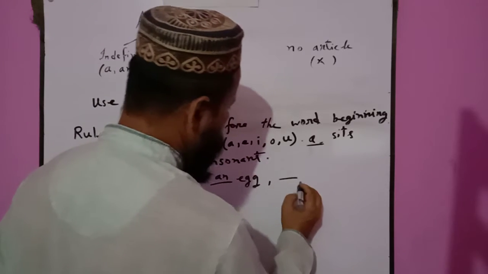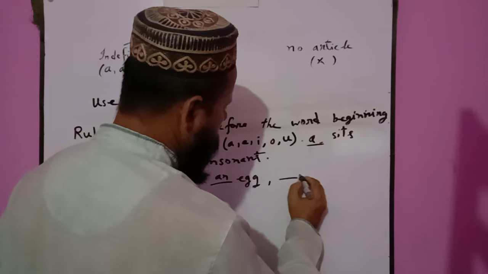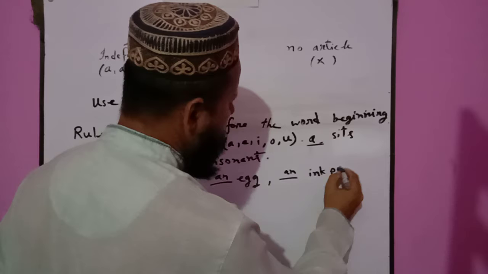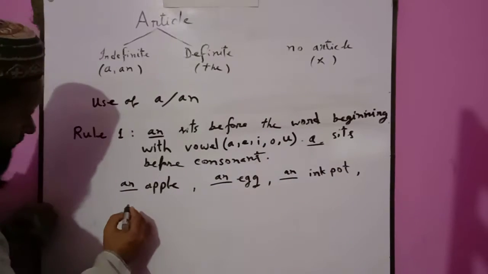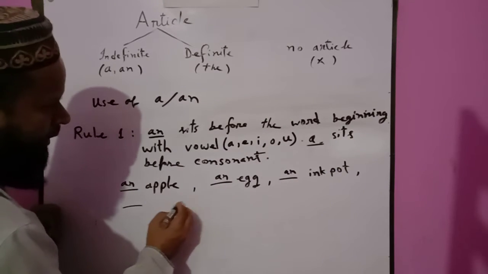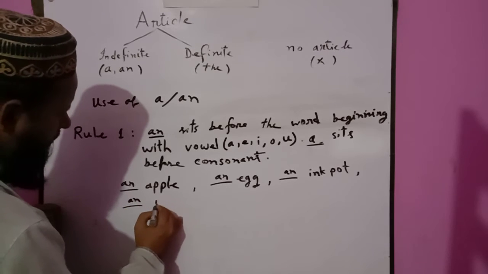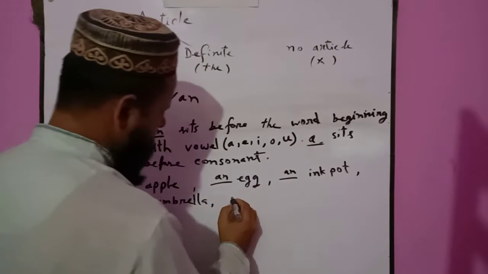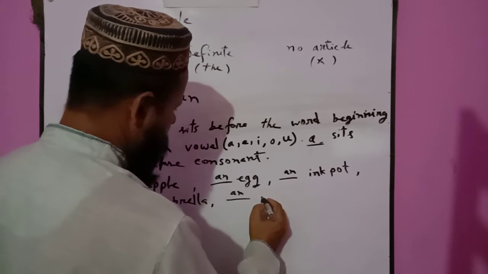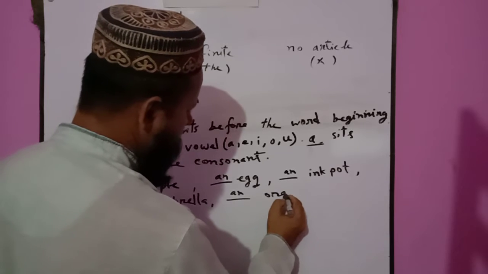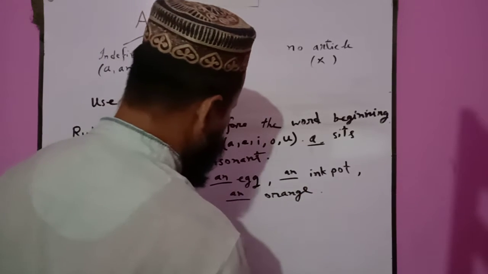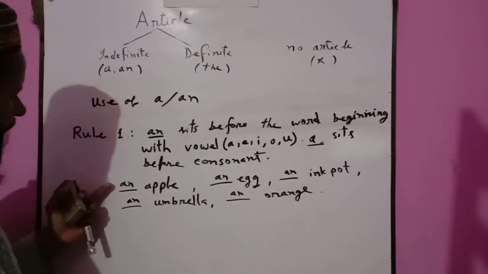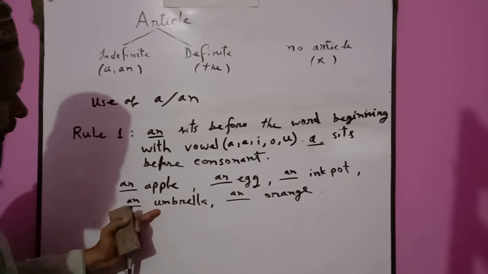Similarly, an ink pot, an umbrella, an orange, and so on. An sits before the word beginning with vowel.